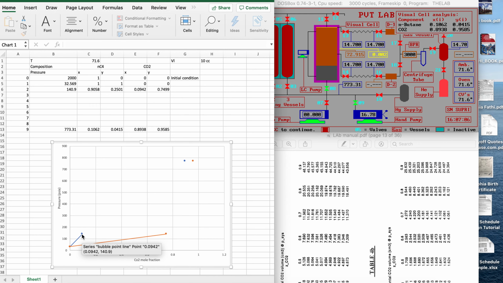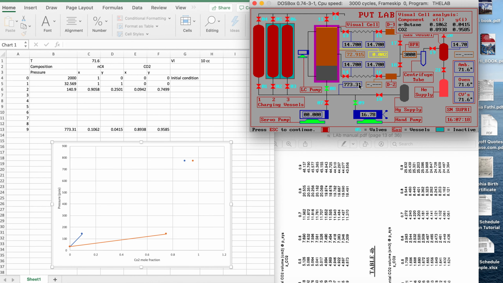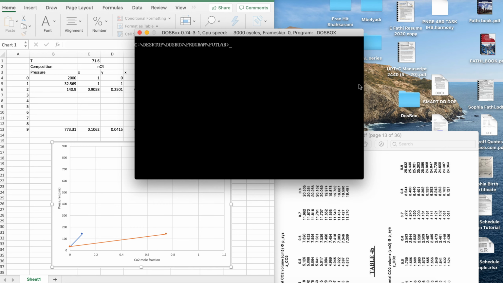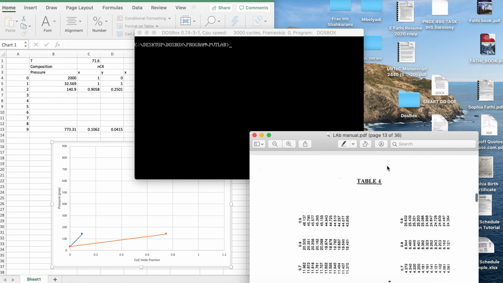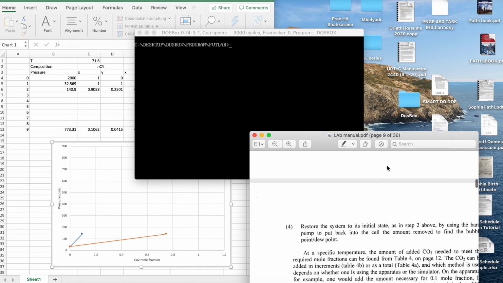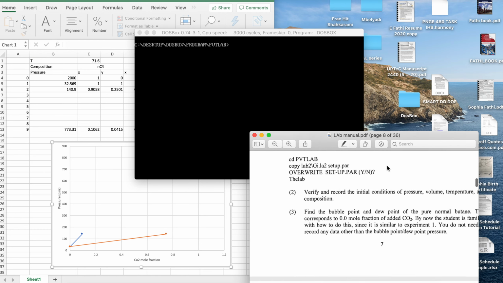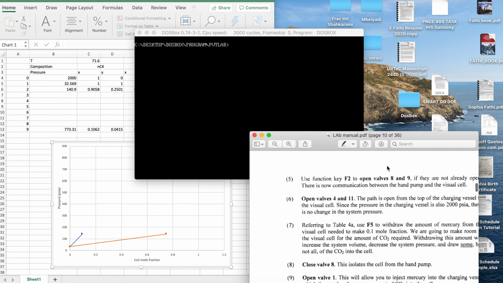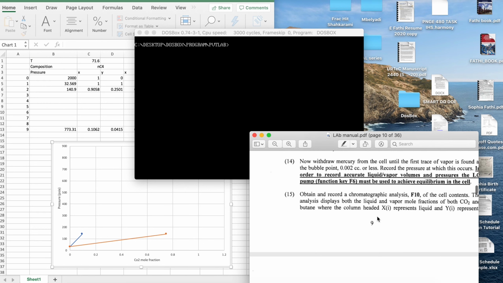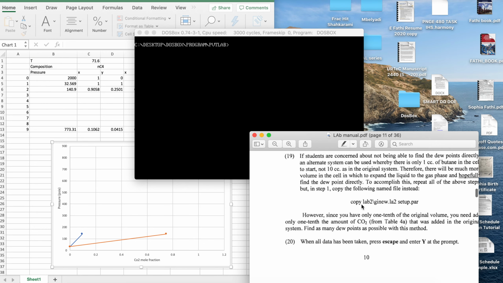I found the bubble point and I used the saturated liquid and saturated gas composition of the CO2 at the bubble point to generate this curve. But for one point, I need to have some idea. So how do I get that point? To get that point, I'm going to skip the program. If you go to lab number 2, saturation pressure, it says for one point, we need to have the dew point.